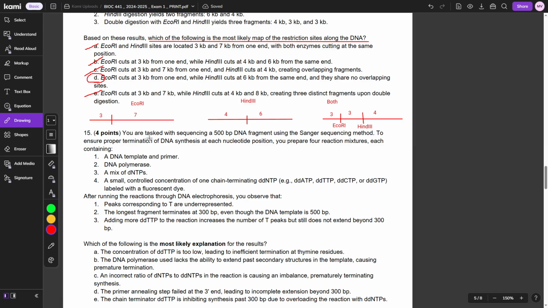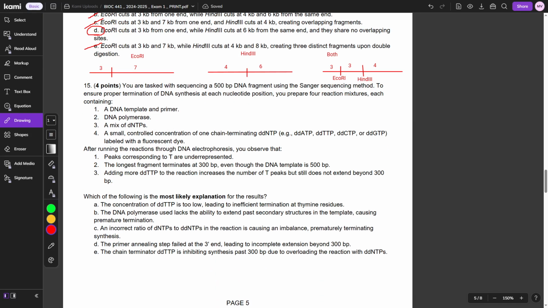For 15, you are tasked with sequencing a 500 base pair fragment using the Sanger sequencing method. To ensure proper termination of DNA synthesis at each nucleotide position, you prepare 4 reaction mixtures. Okay, so we've got some sort of Sanger sequencing thing here. We've got a DNA template. Okay, good. We've got a polymerase, a mix of dNTPs, and then a small controlled concentration of ddNTPs. Okay, so far, nothing strange. This is very reasonable.